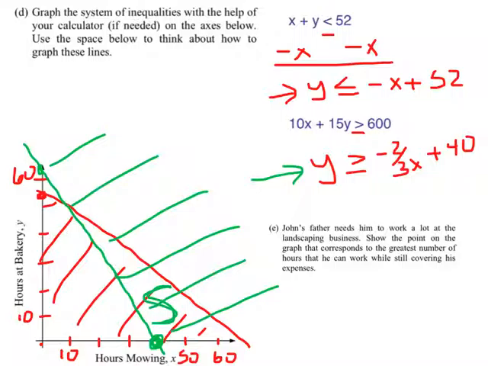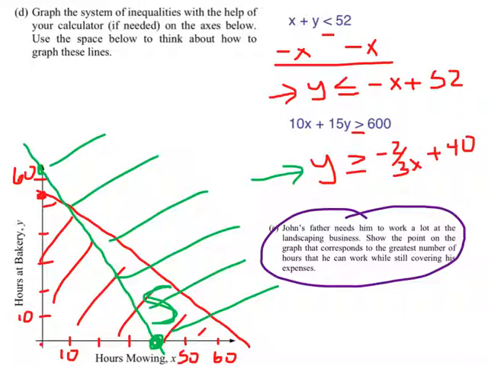Okay, well, part E now says John's father wants him to work a lot of landscaping. Show at what point on the graph is the greatest number of hours. Well, guys, that's where it's going to intersect. So that's going to be that intersection point. And all they ask you to do is point it out on the graph. They didn't ask you to calculate it. We could do that on the calculator, and we'll show you how to do that in class as well. But that's all you're doing: graphing the two, shading, and seeing where your different solutions are.